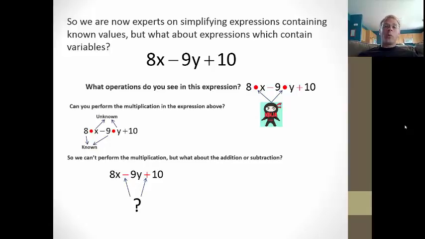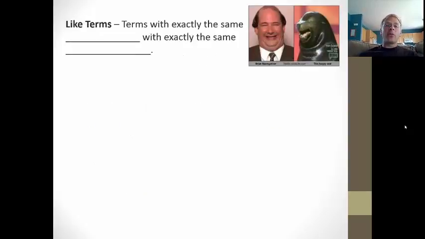And for this, we have to learn an important vocabulary word that we are going to carry with us throughout the rest of the year. And that vocabulary word is like terms. Now, that seal sure looks a lot like Kevin from The Office, but we need to be even more precise in what we consider like terms.